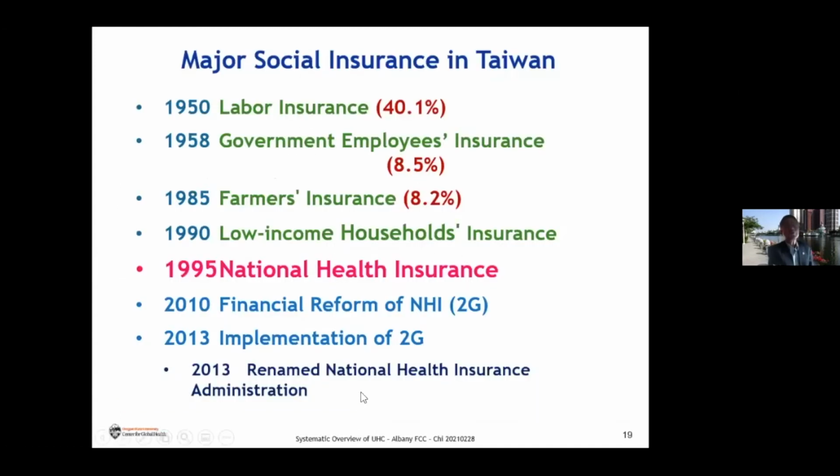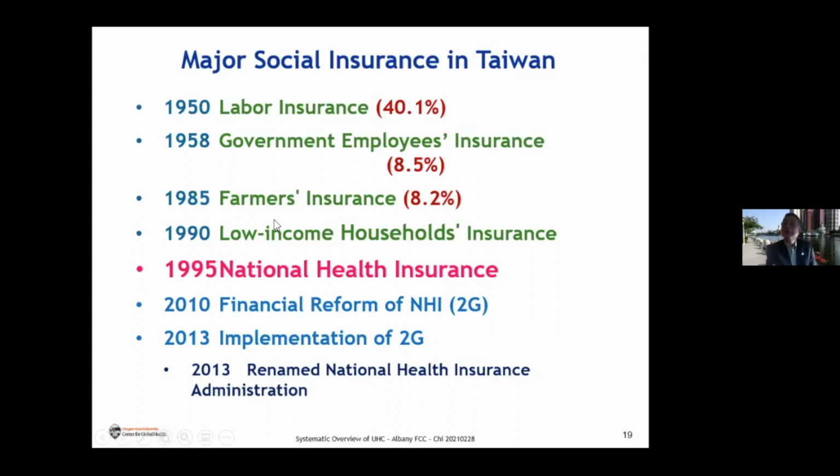And this is the evolution of Taiwan's public health insurance. They started with labor insurance that covered private employees, but not their family. So this insurance covered about 40%. And then the public employee insurance, that also covered their family members, altogether 8.5% of the population. And then by 85, they added farmers insurance, that covered 8.2%. And then a little bit of the low income household insurance.